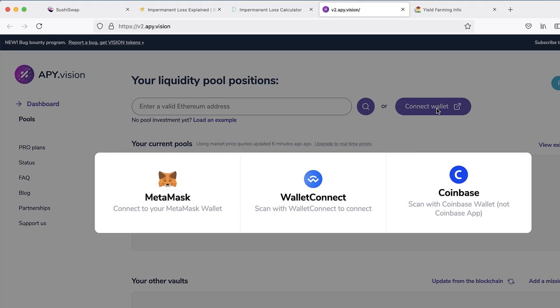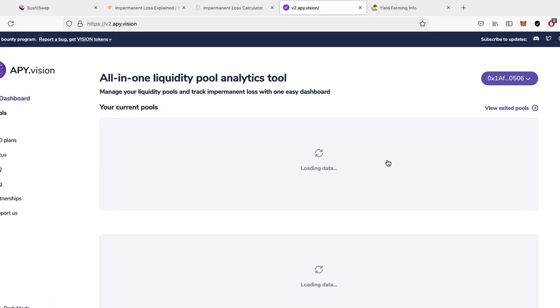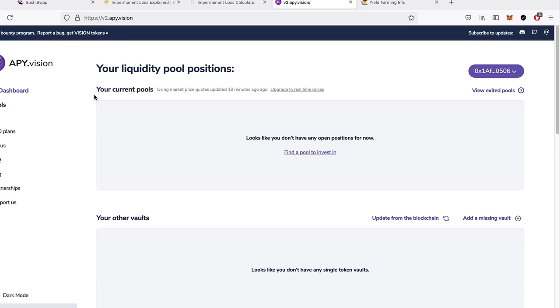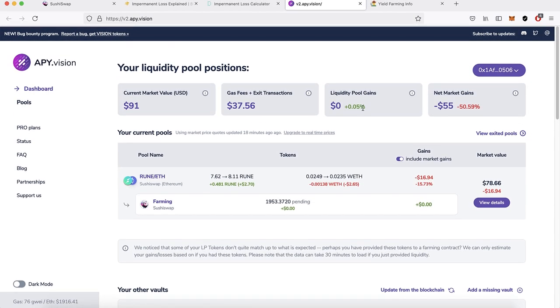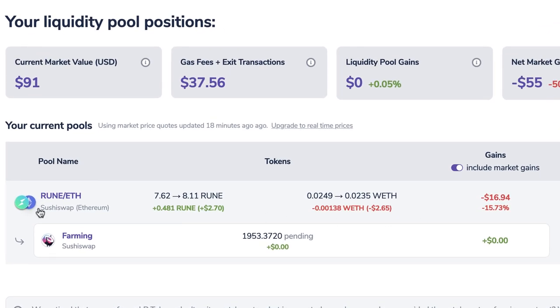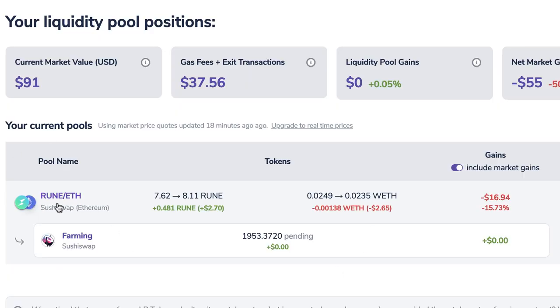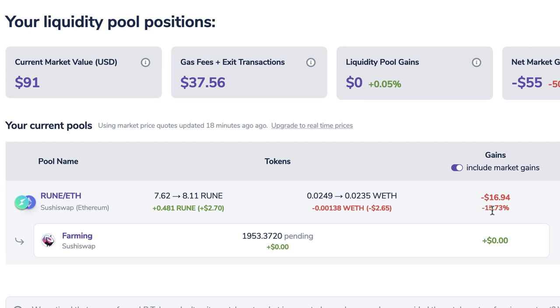So if I press connect wallet, I'm going to connect. Again, it uses my MetaMask. Now look, it's searching through my wallet and boom. Do you remember last time I made that Rune ETH LP, which I used on Bao Finance, which I staked to show you about yield farming? It's found the Rune ETH LP in my wallet. It knows that I'm farming with it. And it's showing me that since I started that farming, I have actually lost 15.73% to IL, to impermanent loss.